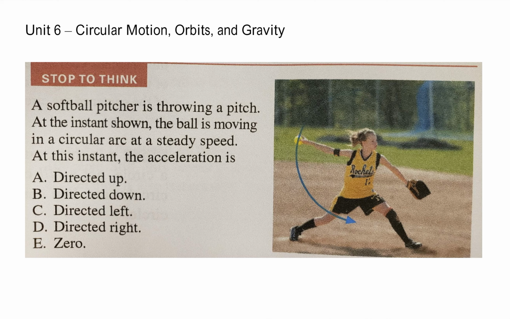Okay, chapter 6 is all about circular motion, basically. So we get started with this problem. A softball pitcher is throwing a pitch. At the instant shown, the ball is moving in a circular arc at a steady speed. So that just means a constant speed. At this instant, shown in the picture, the acceleration is which one? Directed up, directed down, directed left, directed right, or 0 at this instant.